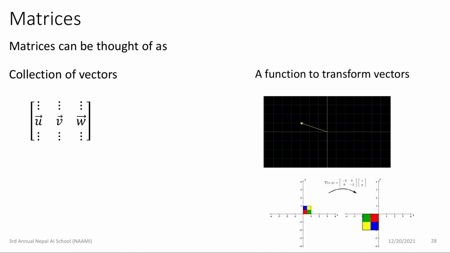Or matrices can also be thought of as a function that transforms vectors. So for example, if you have an input vector here that gives you an output vector here, the function that does this can be represented by a matrix. Like we saw earlier in one of our examples, the matrix that transforms this particular square into this can be thought of as a matrix which is represented by -2, 0 and 0, -2.